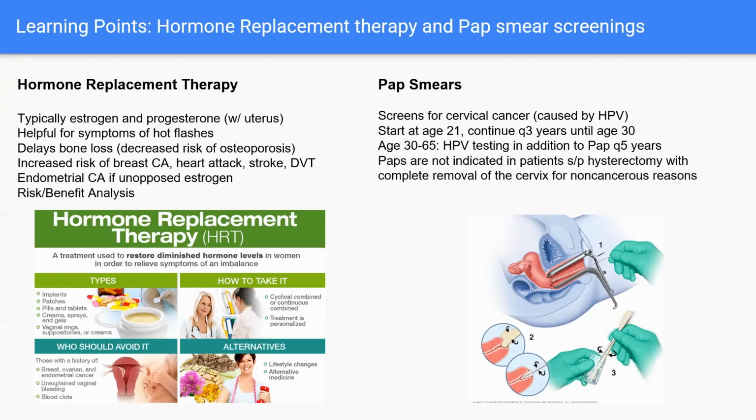However, when you get them every 5 years, you would want to co-test them with HPV as well. So you would want to get a pap smear test and also test for HPV. That's just a way to do it every 5 years, so they're not coming in every 3 years or whatnot.